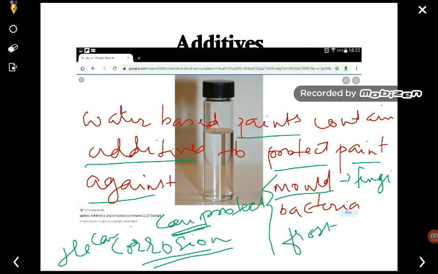So the main work of the additive is to obtain a better surface. Certain water-based paints contain the additive in order to protect against molds or fungi, bacteria, frost, and sometimes corrosion.